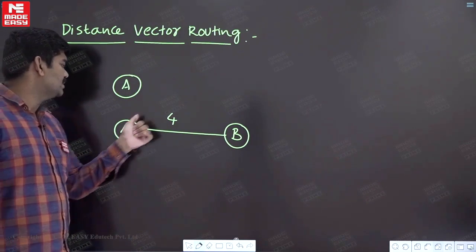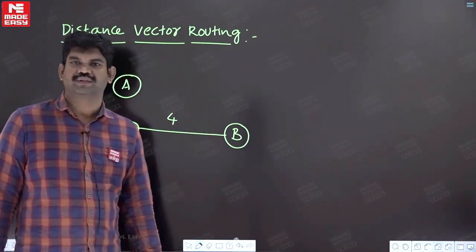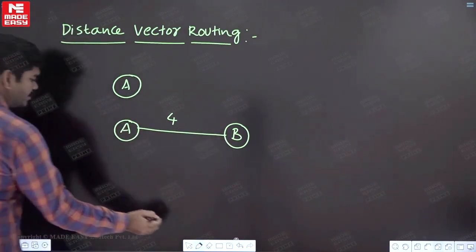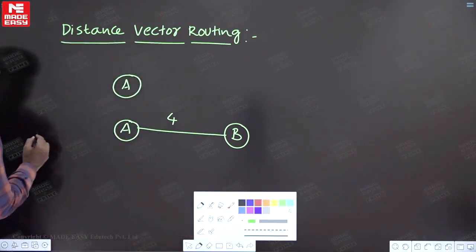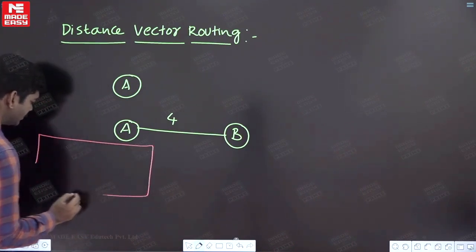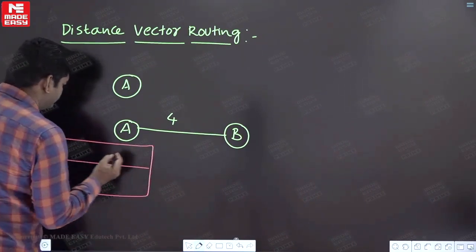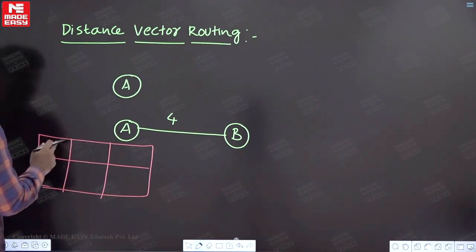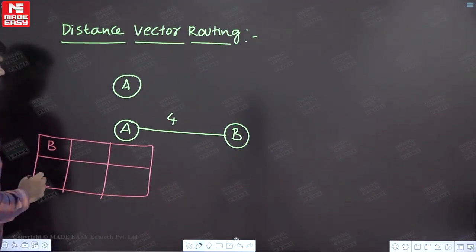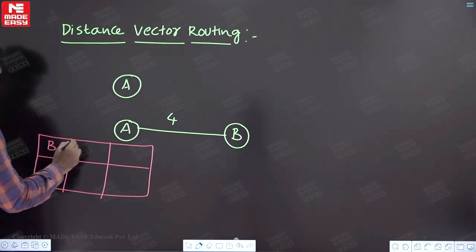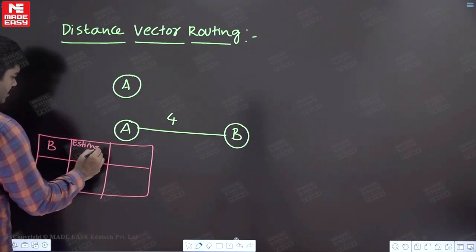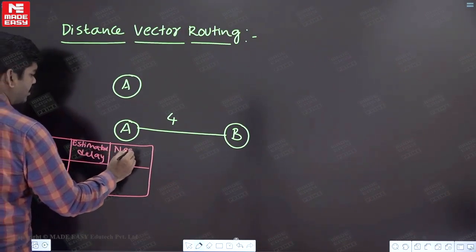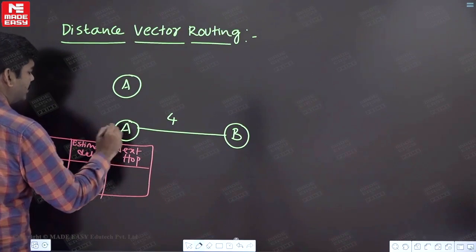See, router A is connected to router B with 4 units. So A will know about it directly, and B also will know about A directly. So how will the table of A be? It will be in this way. A to B, the destination. Here we can call it the estimated delay, and this the next hop. That means with the help of whom A knows about B.